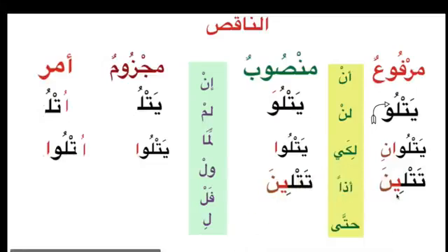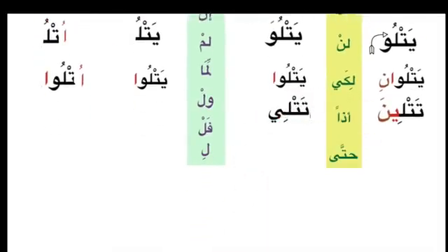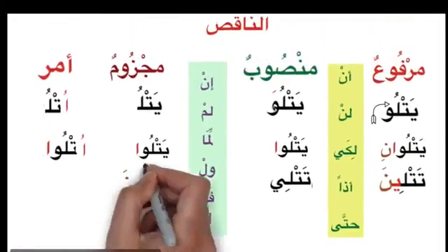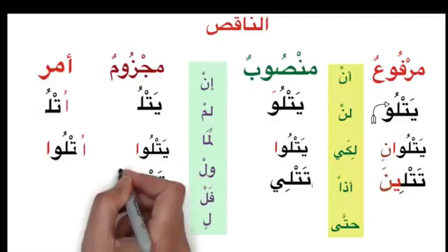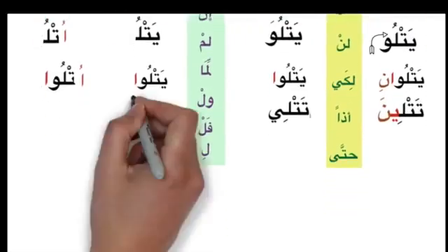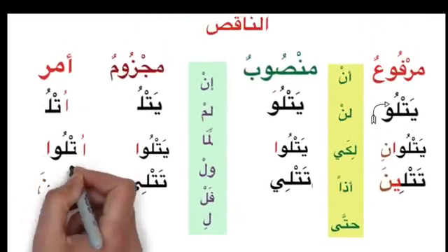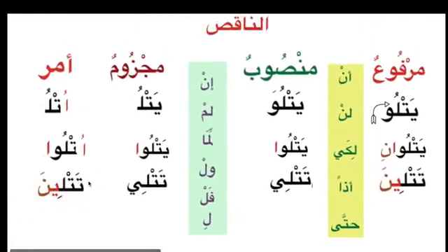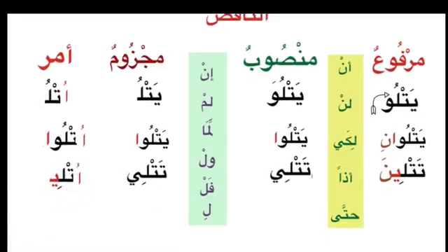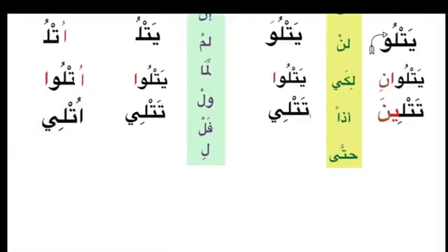How do we make mansoob? Again, this is the same category, where the noon comes and the noon goes. So we just take away the noon, bi hadhfi noon. So it's written like this, tatli. And majzoom, how do we make majzoom? Again, the same thing. Just take the noon away. So it's turned into majzoom. Even though they look the same, it is different. And making amr, the same thing. We take the alamat mudari', take away the sign of marfu, make it majzoom, and bring the hamzatul wasl, utli. So utli is the amr for anti.